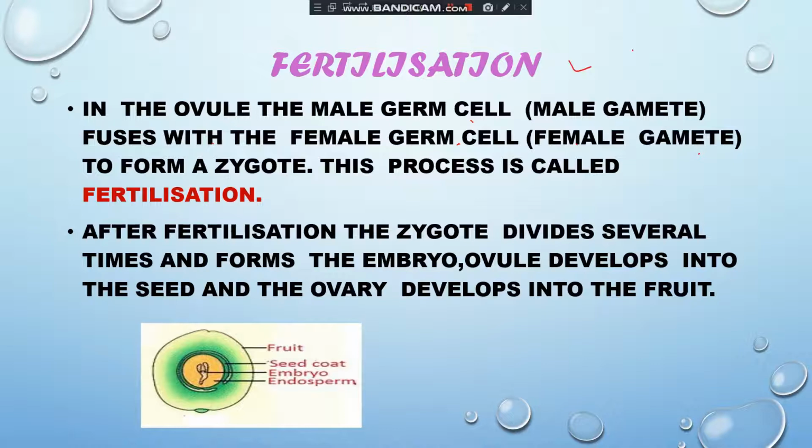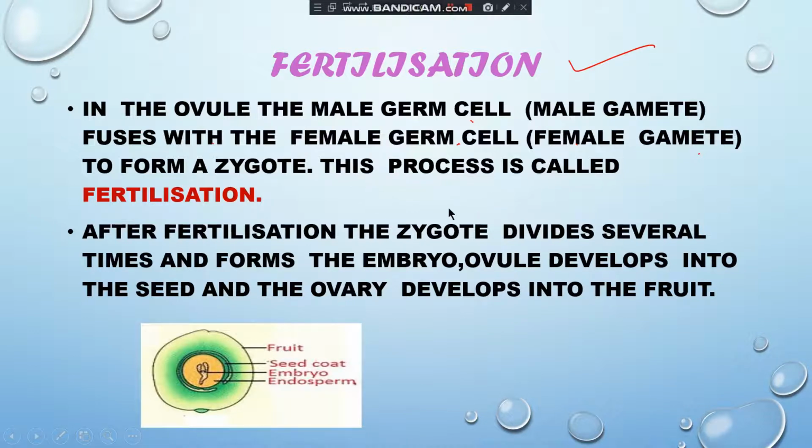So what is fertilization? Fertilization is the process of fusion of male and female gamete, and they produce a single cell that is called zygote. Understood, students? So what is fertilization? Fertilization is the process of fusion of male and female gamete.